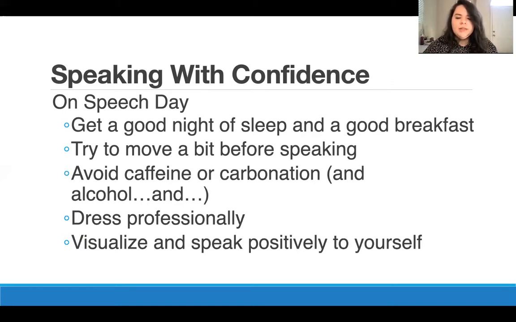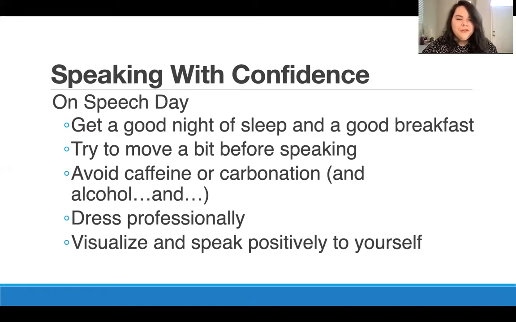And then visualize and speak positively to yourself. Tell yourself that you're going to ace the speech, that you've practiced and you know what you're doing and it's going to go well. And then also remember, again, the stakes are very low, right? If you mess up in your speech, that's fine. You hit pause, you take a breath, and then you start a new recording and you start again. That's one of the joys of this class.